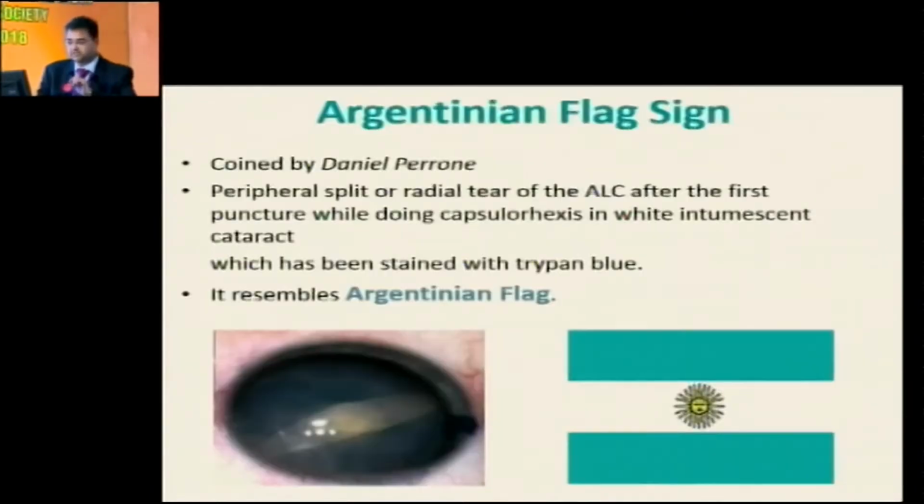So, no financial disclosures. Before I start, let me brief you all with what is Argentinian flag sign. Basically, this was a term coined by Daniel Perron. In this, there is a peripheral split or the radial tear of the anterior lens capsule after the first puncture while doing capsulorhexis in white mature intumescent cataracts, which is seen when the capsule is stained with trypan blue. So, it resembles the Argentinian flag, hence it is called as the Argentinian flag sign.